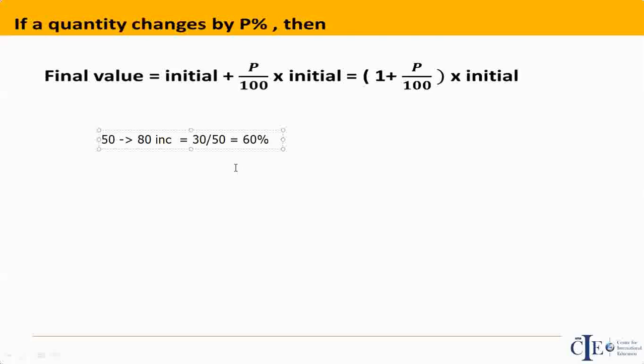So in this case, we see the value is increased by 60%, right? The difference is 30, and 30 on 50. So initial is 50, final is 80. So final minus initial upon initial into 100.